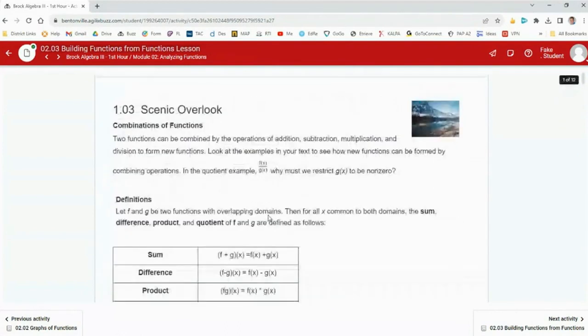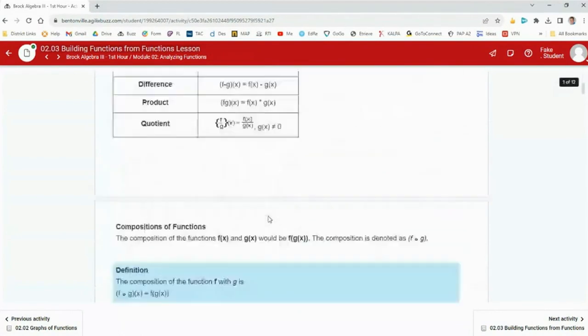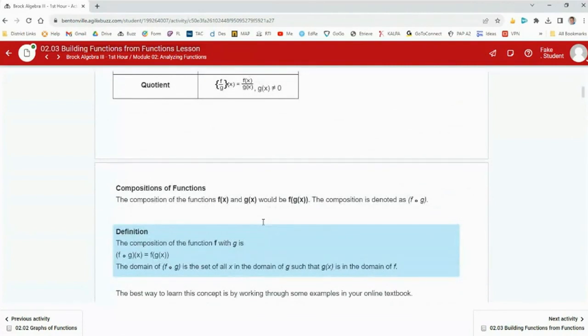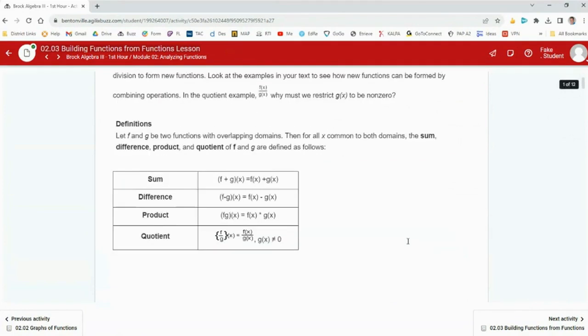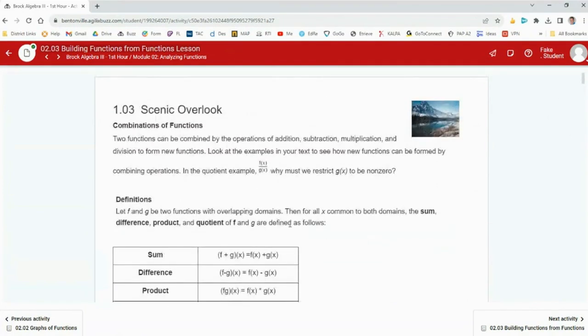So it's only a page and a half. The scenic overlook summary is a page and a half, which is what we usually cover. But there's a lot in this page and a half. So we're going to do some examples and look at it a little more in detail. But it talks about building functions from functions.